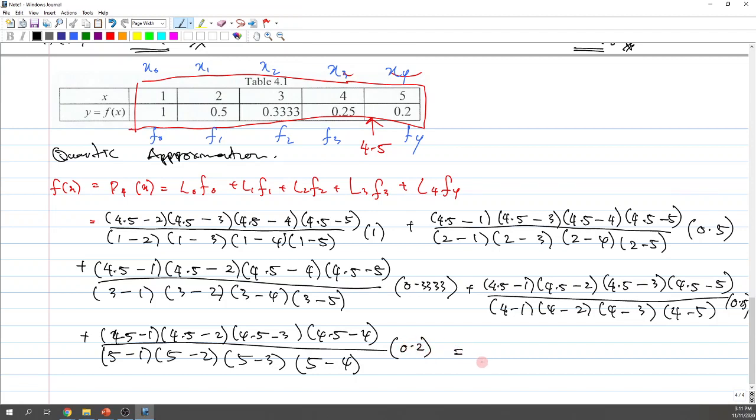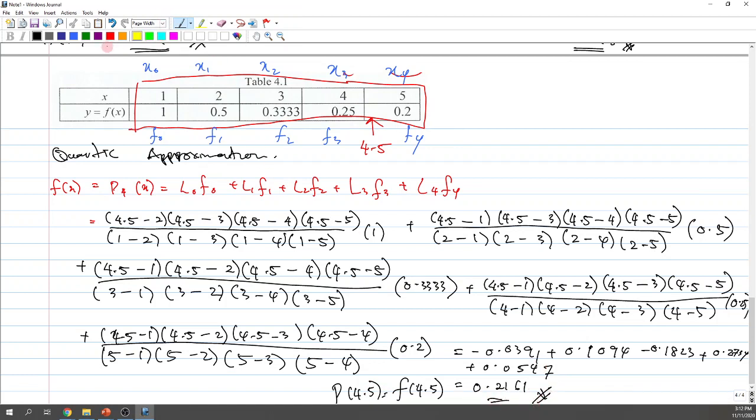So what we get here is negative 0.0391 plus 0.1094 minus 0.1823 plus 0.2734 plus 0.0547, equal to 0.2161. Okay, this is f4.5, or p4.5.